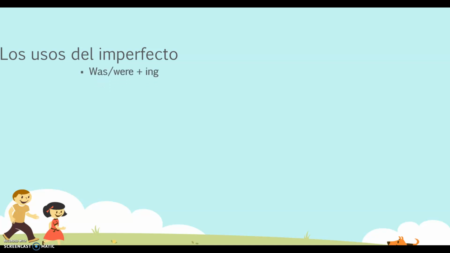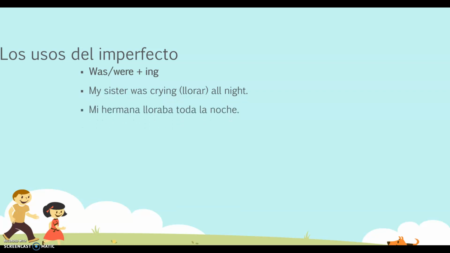We also use the imperfect tense to express was or were plus ing. So you were doing something or I was doing something. My sister was crying all night. Mi hermana lloraba toda la noche.